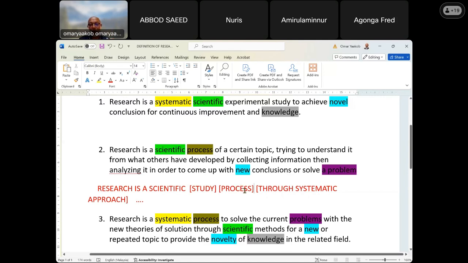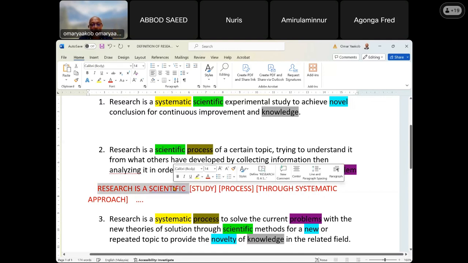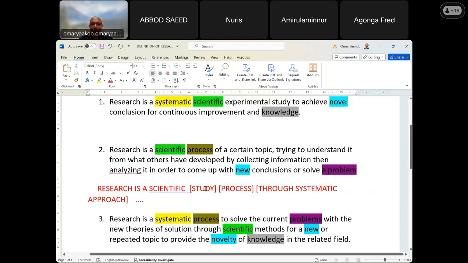Okay, right. Thank you, Fred. Now, basically, you agree on this one, no problem, the whole class. But here you have maybe study process, maybe something, or true systematic. You're not sure yet. Can I just leave this thing here and go to the next part? Say we agree that research is a scientific study or scientific process through systematic. When I put it in the square brackets, it means it's not finalized.